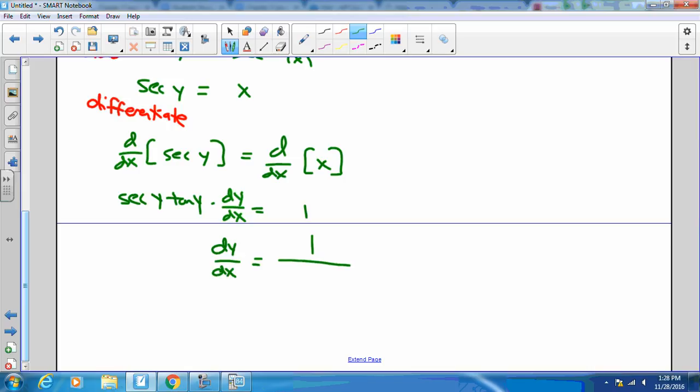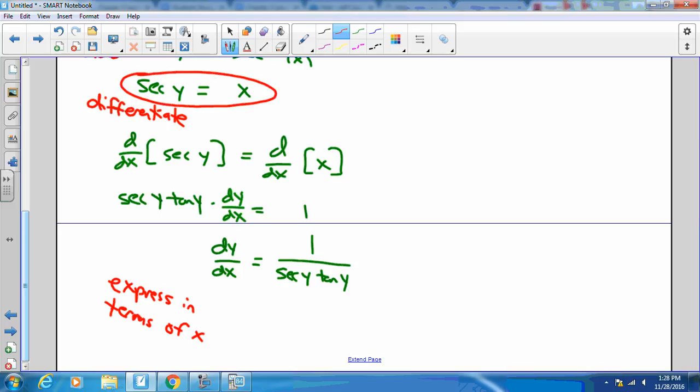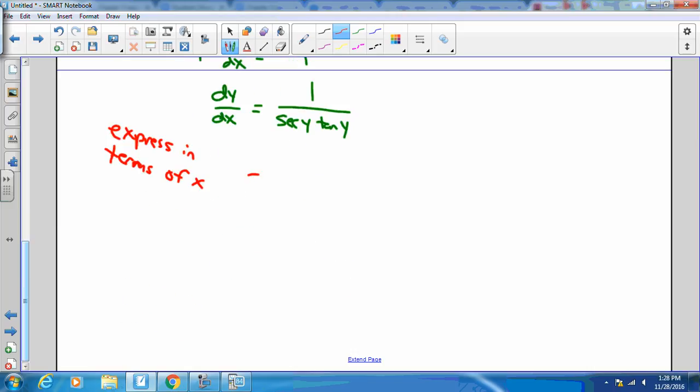So that dy dx is 1 over secant y times tangent y. This is a perfectly good answer, but it is in terms of y. So we are going to take that answer in terms of y and express it in terms of x. And we're going to do that using trigonometric identities. Observe, first of all, that secant y is x. So I can replace the secant y here with x.